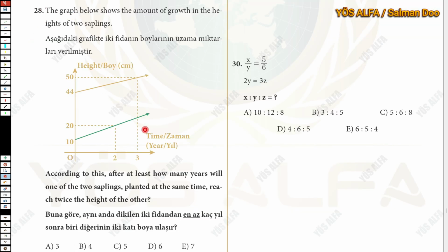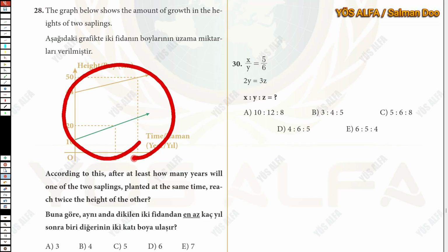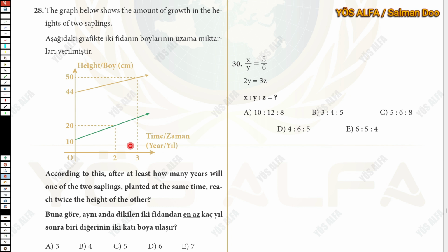The graph below shows the amount of growth in the height of two saplings. The y-axis is the height and the x-axis is the time, or year. According to this, after at least how many years will one of the two saplings planted at the same time reach twice the height of the other?